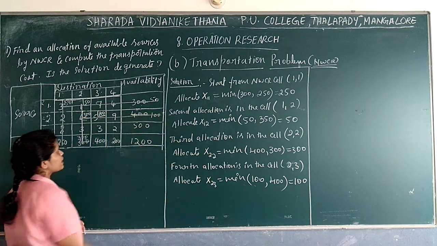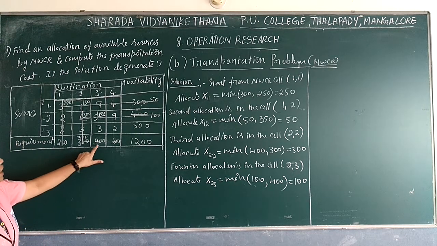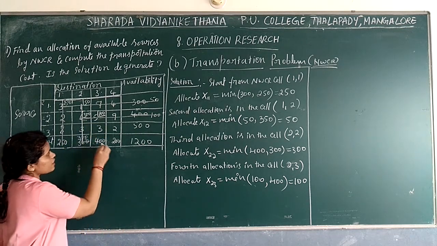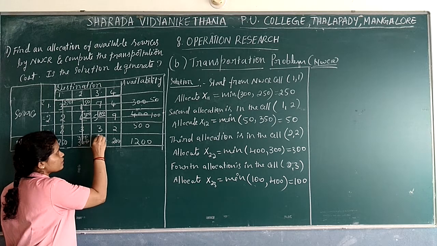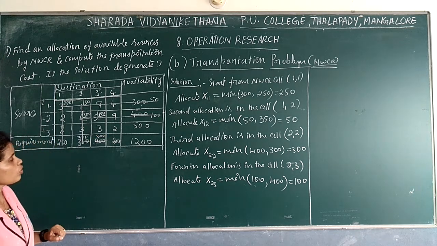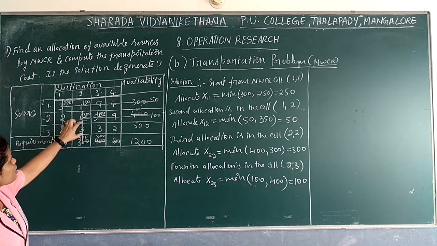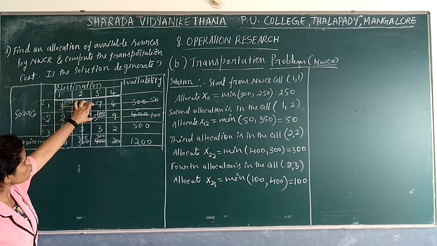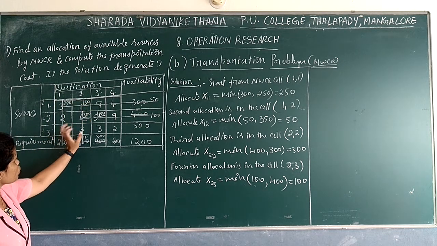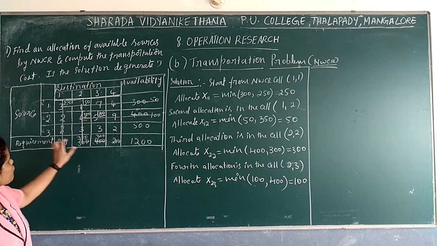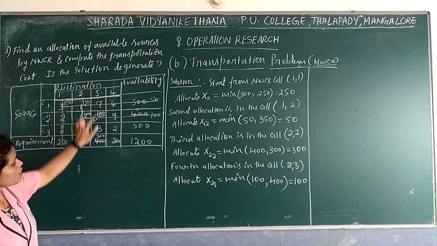Second availability column gets over. Now we allocated 100 here. What is remaining? 300 is remaining. Now next allocation. Two rows got over, two columns got over. Now this is the corner cell. Which is that cell? 3, 3.